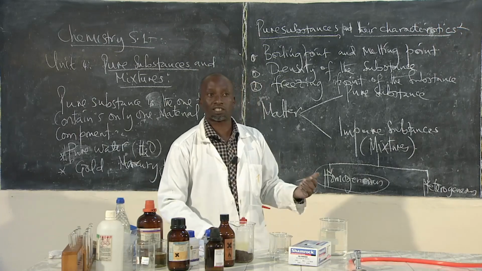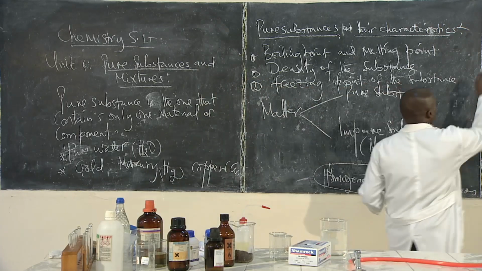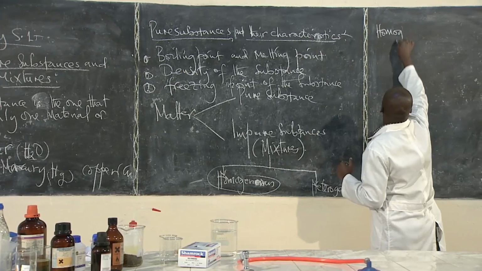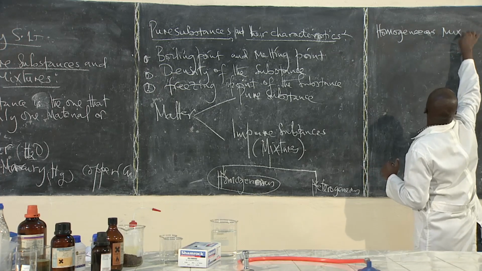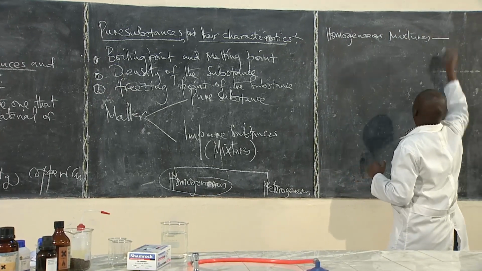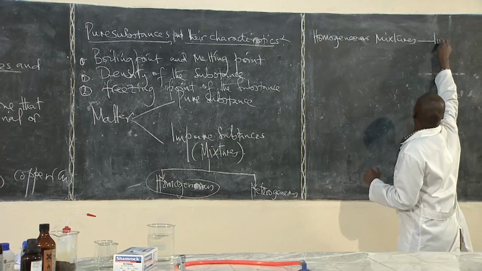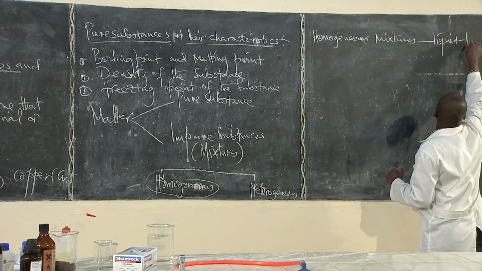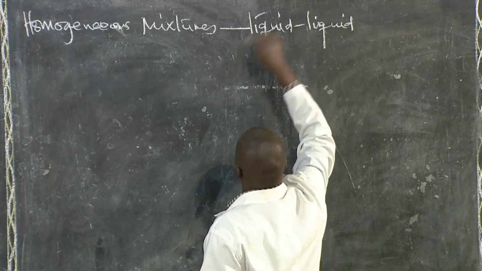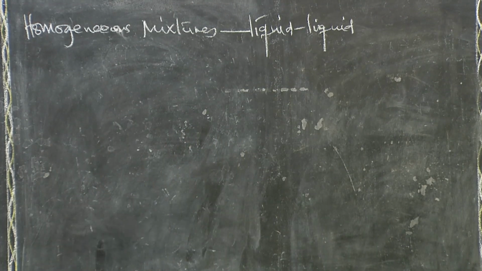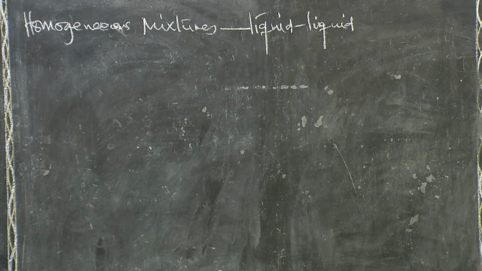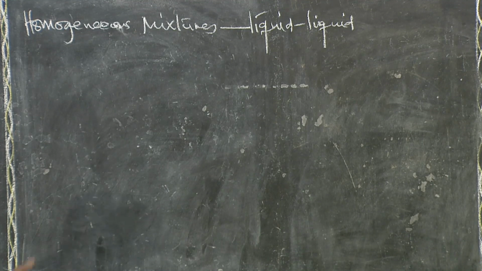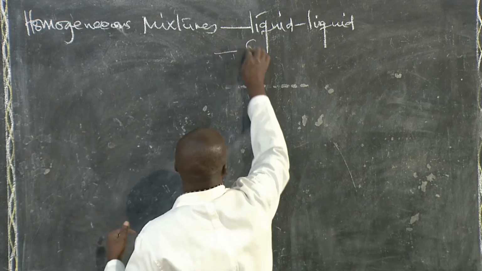So the homogeneous mixtures can be liquid, where we had vinegar, which is in liquid form, and where we've put water, which is also in liquid form. So that is liquid. We had some other examples. We may have even solid.